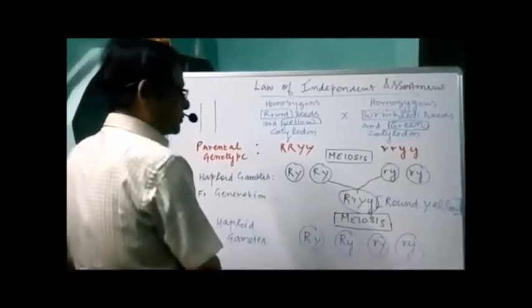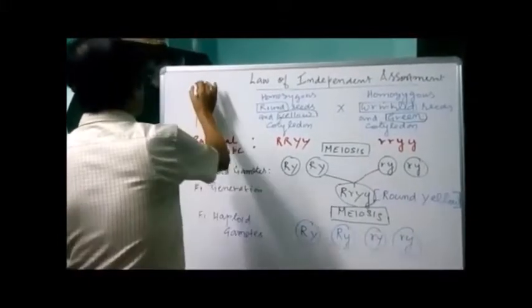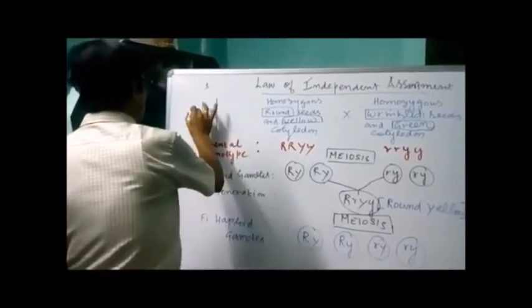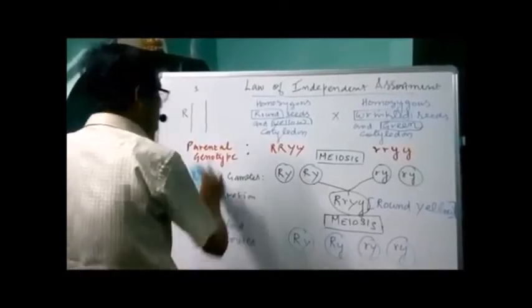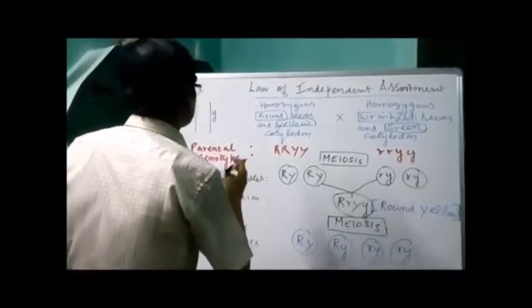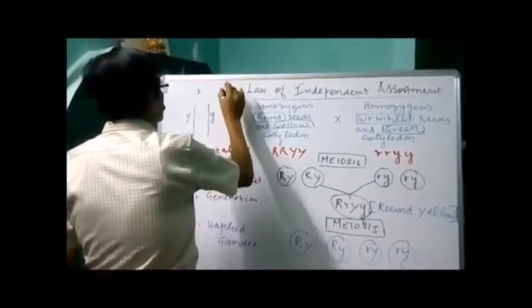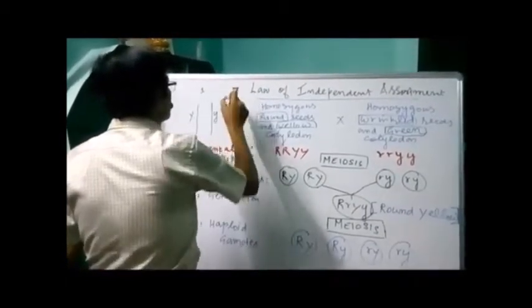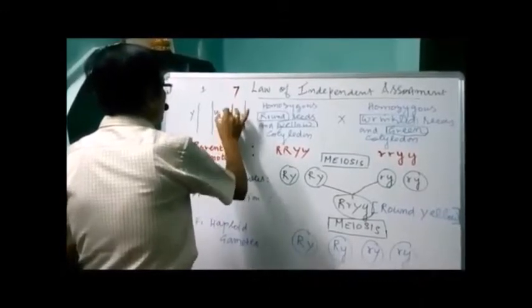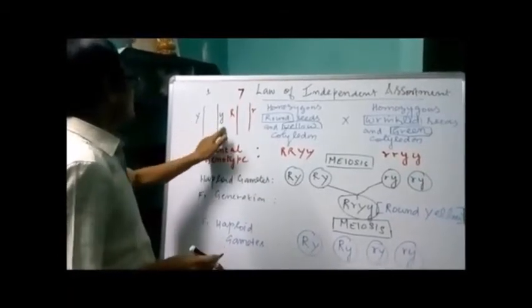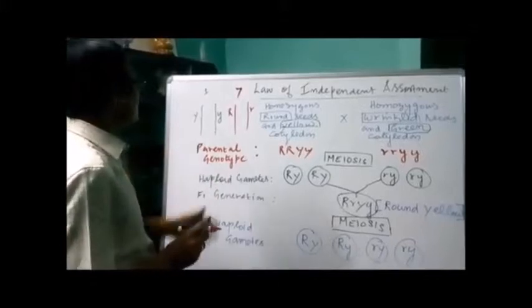So this is one pair of chromosomes. The gene for the color of the cotyledon is located in the first chromosome, that is capital Y, small y. The gene for the shape of the seed is present in the 5th chromosome. I made a mistake, that's in the 7th chromosome, not in the 5th. So this is what we call capital R, small r. The gene for the shape of the seed is located in the 7th, and the gene for the color of the cotyledon is located in the 1st.